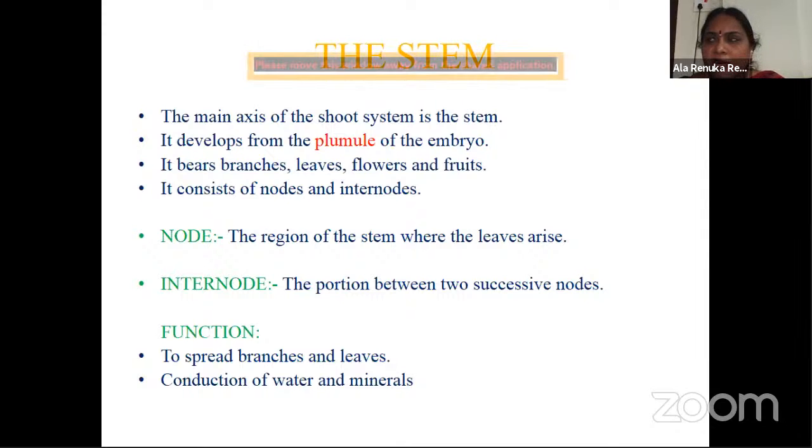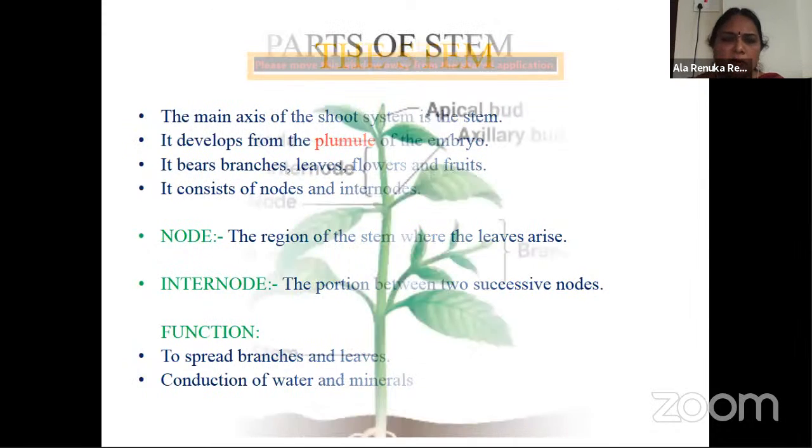The different regions on the stem are nodes and internodes. The region on the stem where leaves arise is called a node. The portion of the stem between two successive nodes is called an internode. These nodes give rise to leaves. They will have axils and buds, which may develop into branches or flowers.